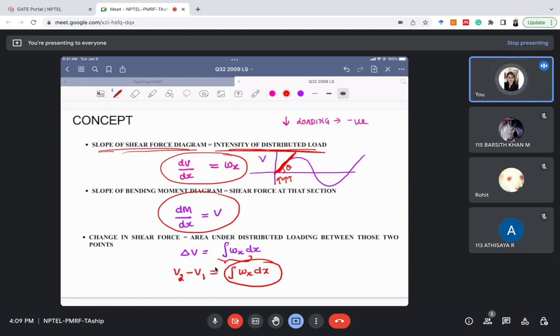The second thing you need to keep in mind is dM by dx equal to V. That is slope of the bending moment. dM by dx, when we calculate the slope, we do the differentiation, right? So dM by dx equal to shear force at that section. The third point is the change in the shear force equal to the area under the distributed loading. So we can write it as delta V equal to integral over Wx dx.